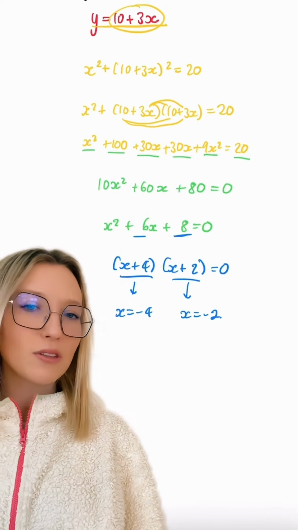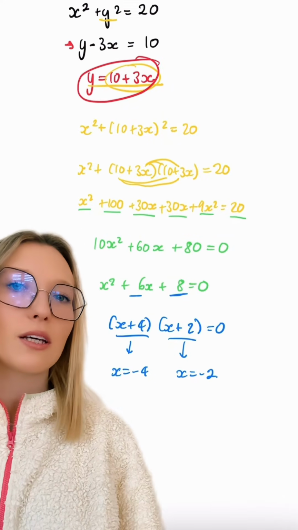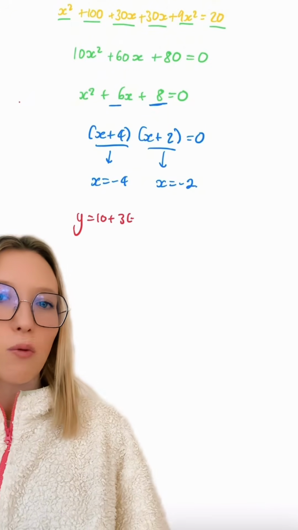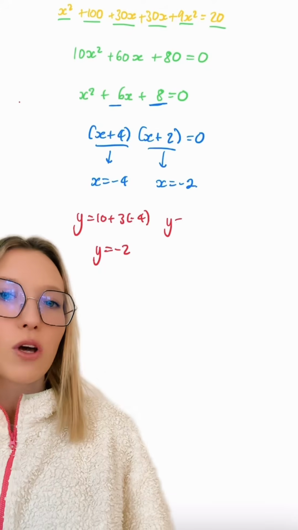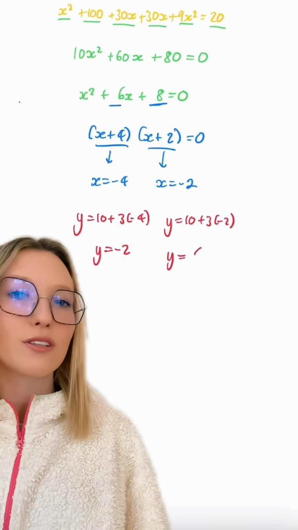Now, for quadratic simultaneous equations, we're going to have both an x and y value. Now we know that y equals 10 plus 3x. So let's go ahead and find the corresponding y value. So we get y equals 10 plus 3 times by minus 4, which gives us minus 2. Or on the other side, we've got y equals 10 plus 3 times by minus 2, which gives us 4.